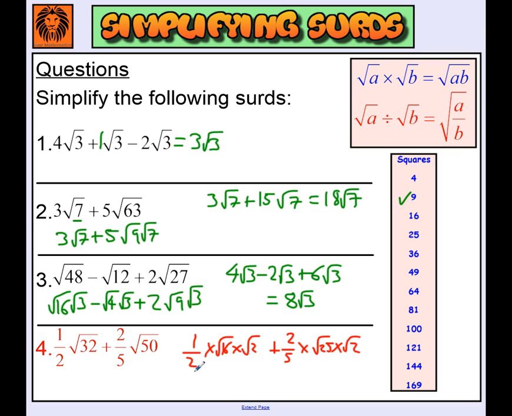Root 16 is 4, so a half times 4 is 2, so this simplifies to 2 root 2. The root 25 simplifies to 5, so 2/5 times 5 gives us 2, so this is 2 root 2 as well. So 2 root 2 plus 2 root 2 gives us 4 root 2.